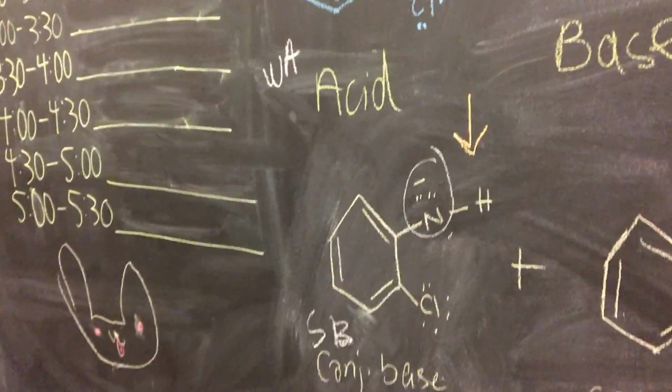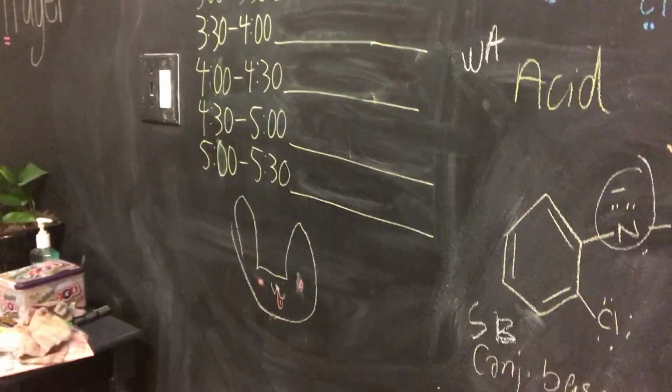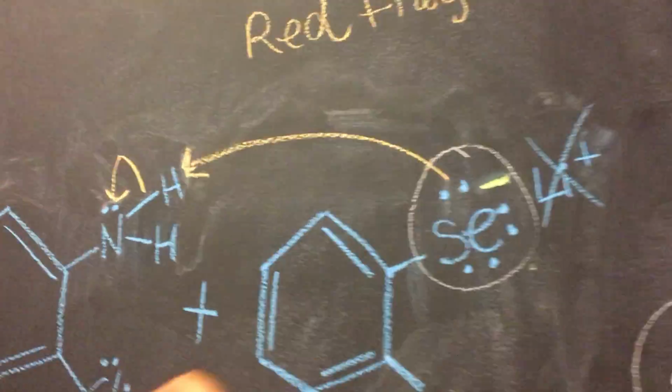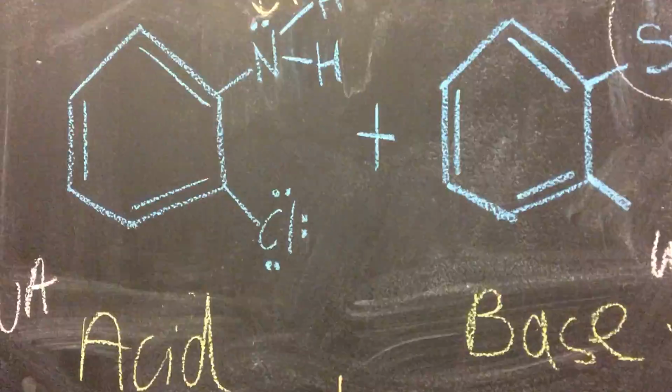And if the equilibrium favors the weaker acid, then that means that we're going to have more reactants. So we're going to have more of these two instead of these two. So yeah.